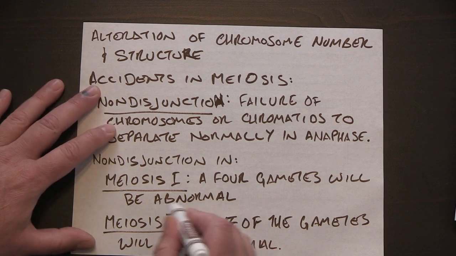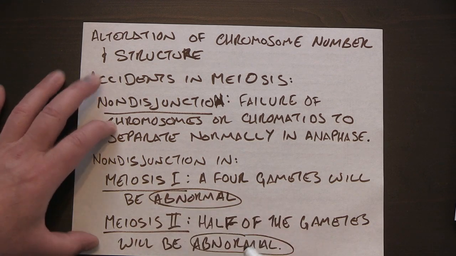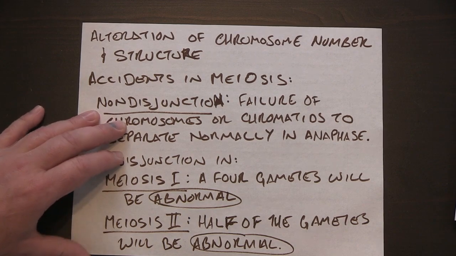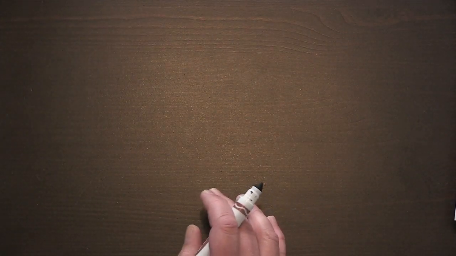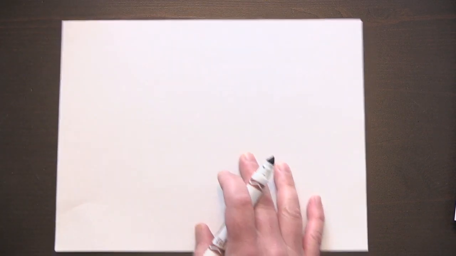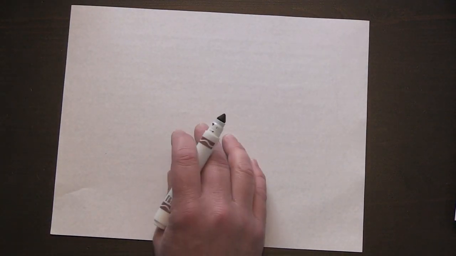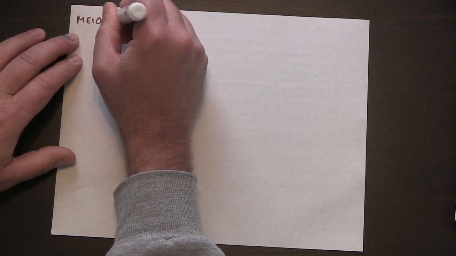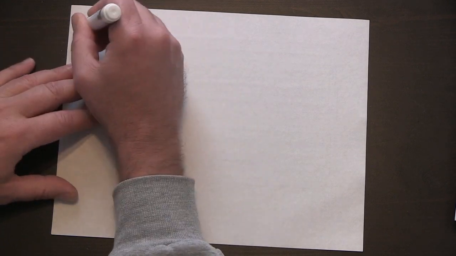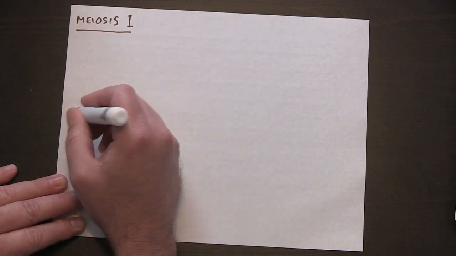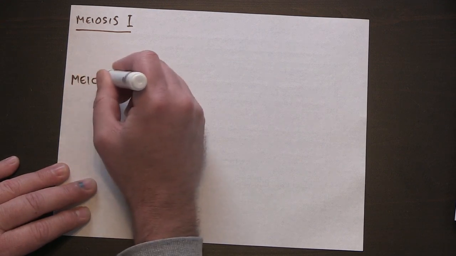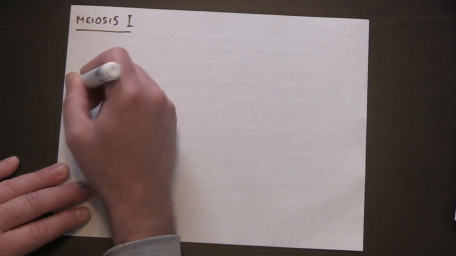So if one of these abnormal gametes is fertilized, the zygote will also have the wrong number of chromosomes, right? So let's take a look at how that works. So here's meiosis 1 and meiosis 2.